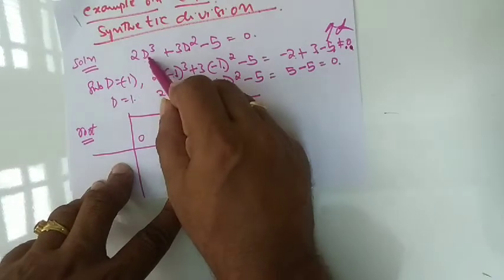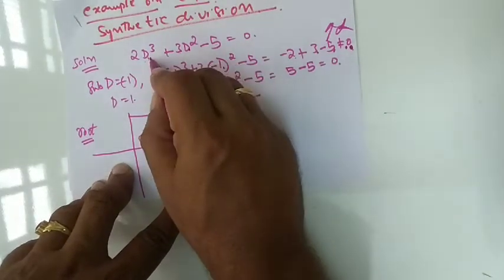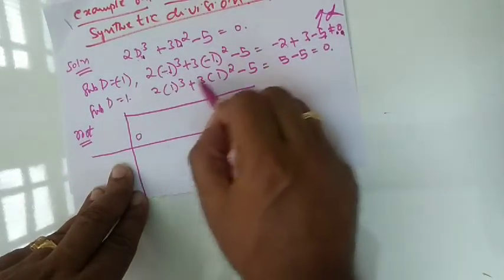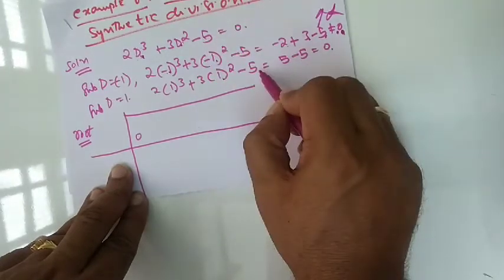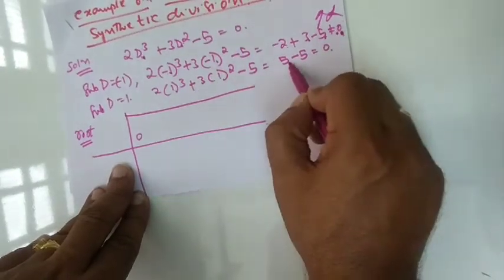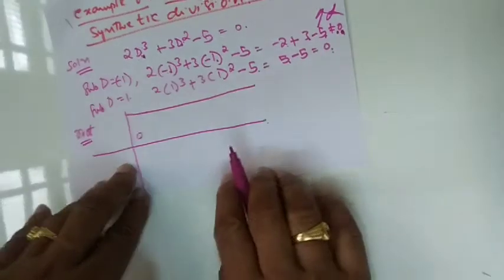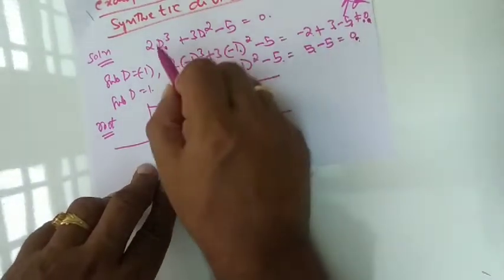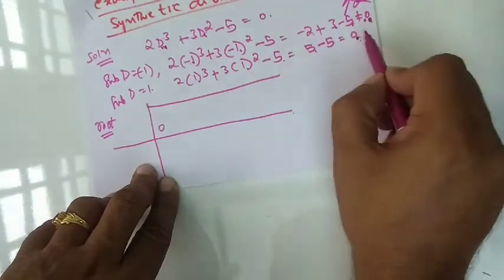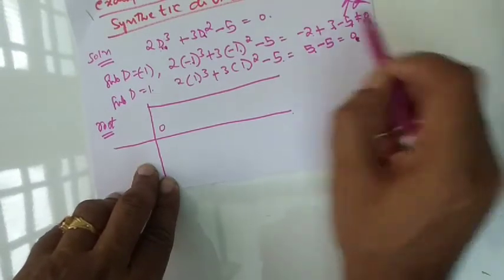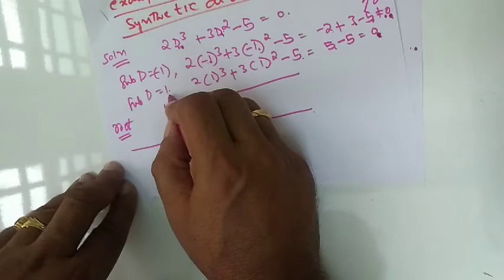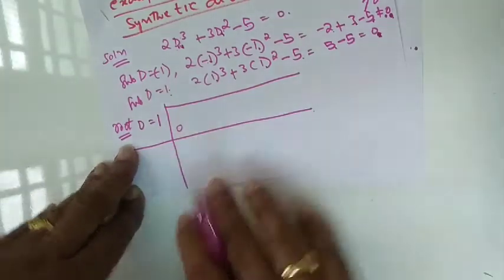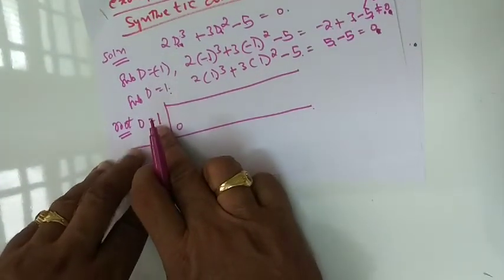Now let us substitute D is equal to 1. What happens if I substitute D is equal to 1? 2 into D is 1 whole cube plus 3 into D is 1 whole square minus 5. So what did you get? 2 plus 3, 5. Here minus 5, 5 minus 5, 0. That is what we got. Since the answer is 0 when I substitute D is equal to 1, this D is equal to 1 is called the root of this equation. So that root we are taking here. Note the point very clearly. That root I am writing here, D is equal to 1.